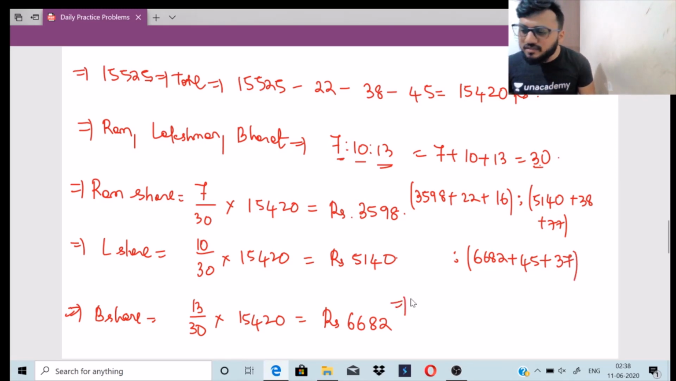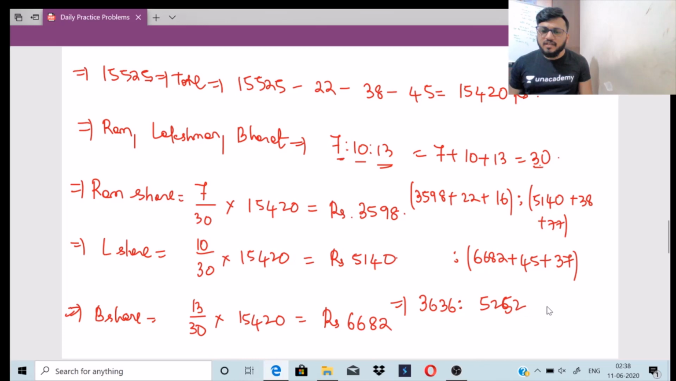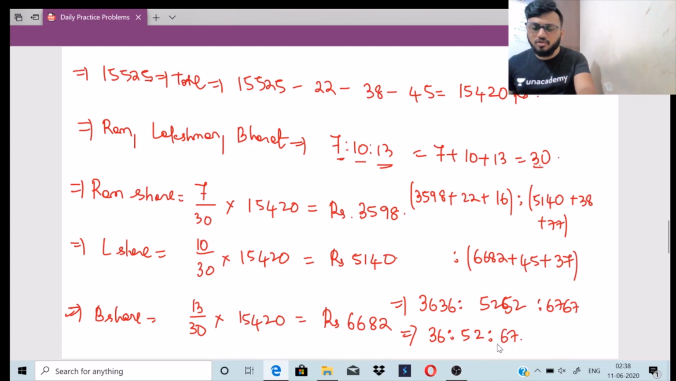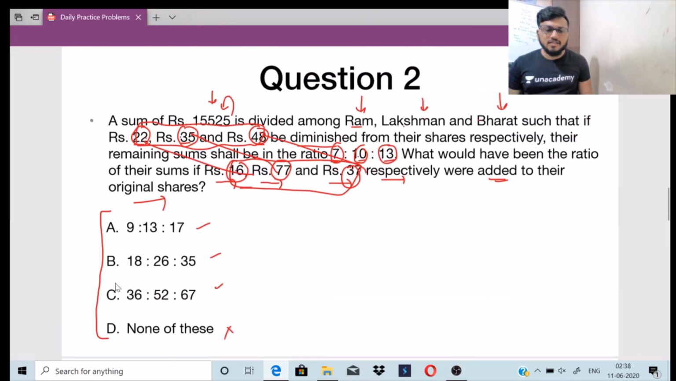Adding all these, I'll get the same value. 3636 is to 5252 is to 6767, right? So divide by 10 or 1000, you guys will get the ratio as 36 is to 52 is to 67. Go back to the answer. It is option C. 36 is to 52 is to 67. So that would be our correct answer.